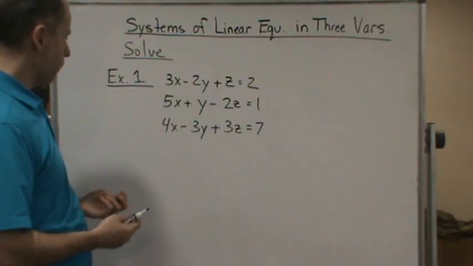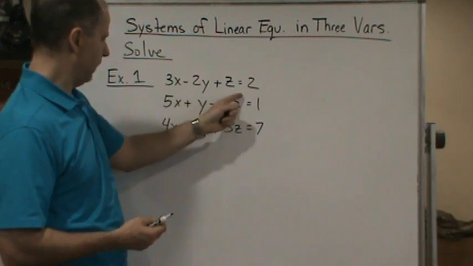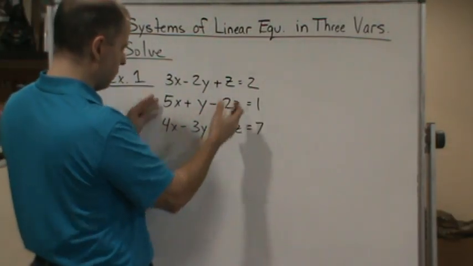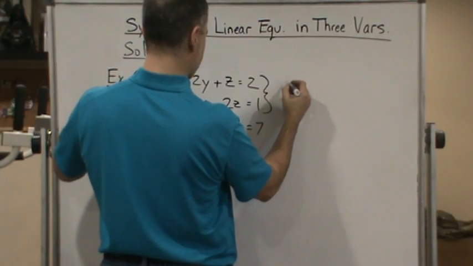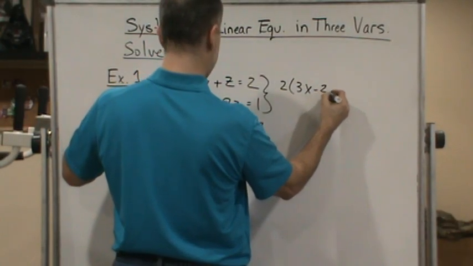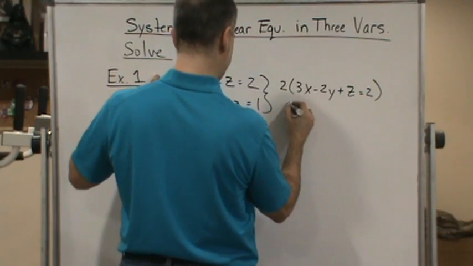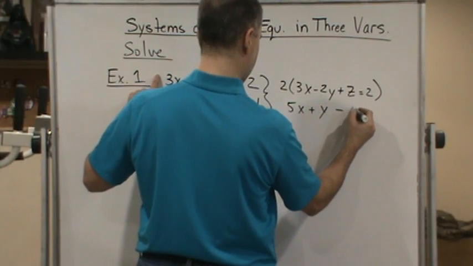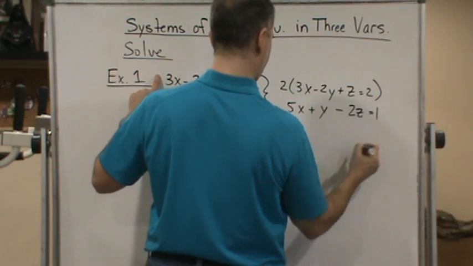So right away, I have this one with the z and this one. So right away I can just multiply the first equation by positive 2, and so I can solve this one easily. So let's take these two. I'm going to group these two. And so I'm going to do what? I'm going to do 2 times 3x minus 2y plus z equals 2. And then I'm going to take 5x plus y minus 2z equals 1.